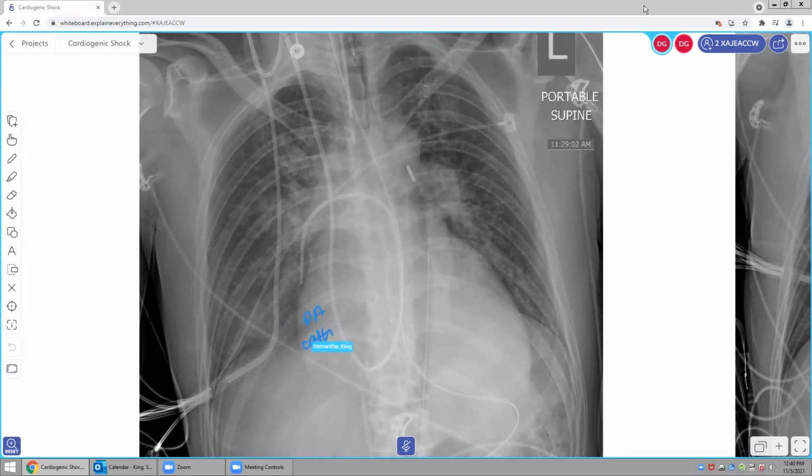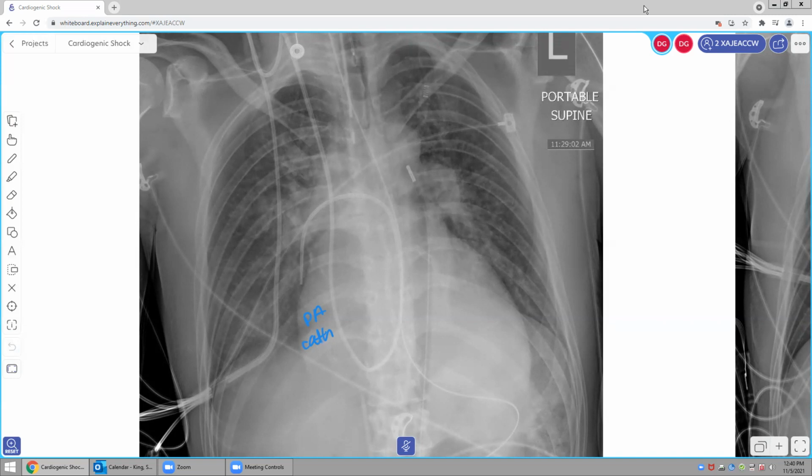PA cath or Swan-Ganz catheter. What's the point of this? Great, so you can measure cardiac output, SVR in real time, you can wedge it to get the pulmonary capillary wedge pressure, invasive hemodynamic monitoring to guide treatment. Awesome. What else does he have now?